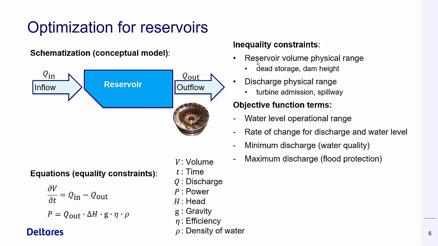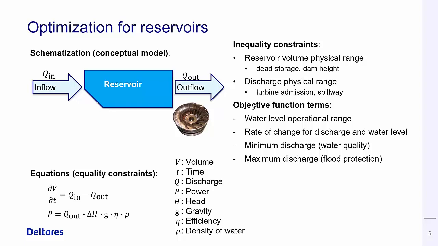Inequality constraints: reservoir volume has a physical range, dead storage for example, and also the dam height limits the maximum volume. And for the turbines we usually have a physical range, the turbine admission, but also the spillway has some limitations, and we use the inequality constraints for that. And if the solution is out of this range, then the problem is infeasible. This often happens when we start with an initial value for the volume which is outside this physical range, and then RTC Tools cannot compute.